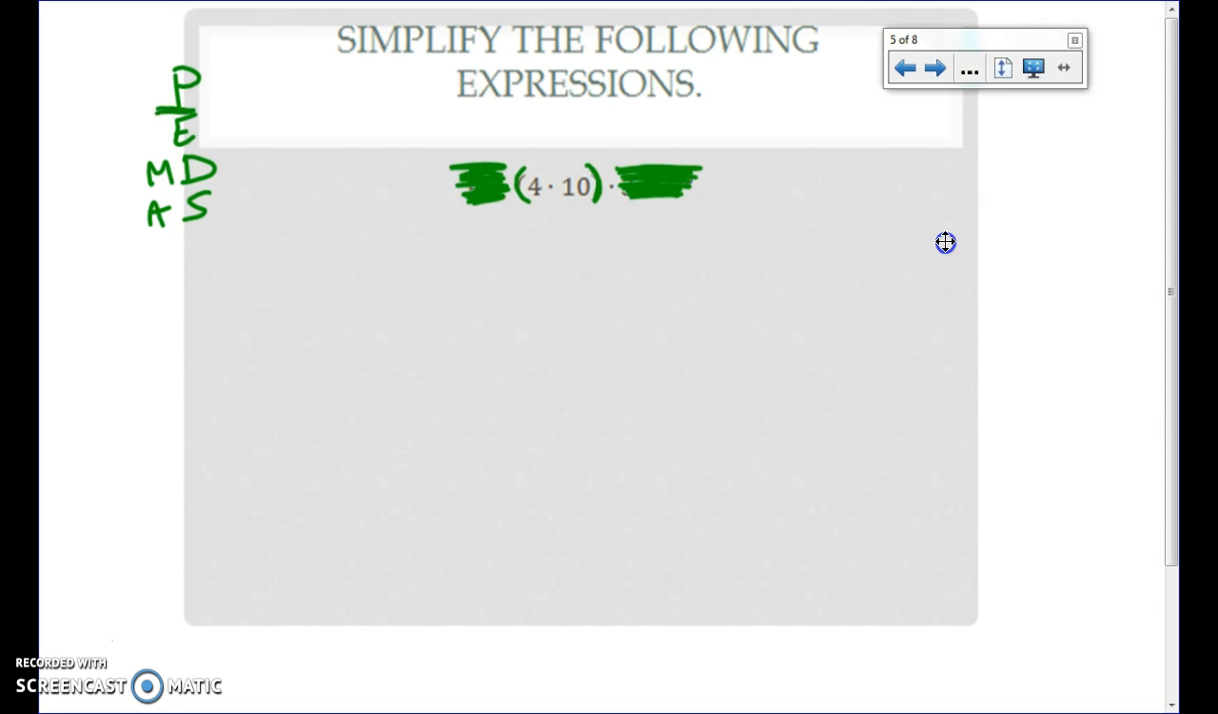In this case, it says 4 times 10. So whatever was in there is coming down. Whatever's in there is coming down. It's not changing. What's inside the parentheses, 4 times 10, is going to change into 40. All right.